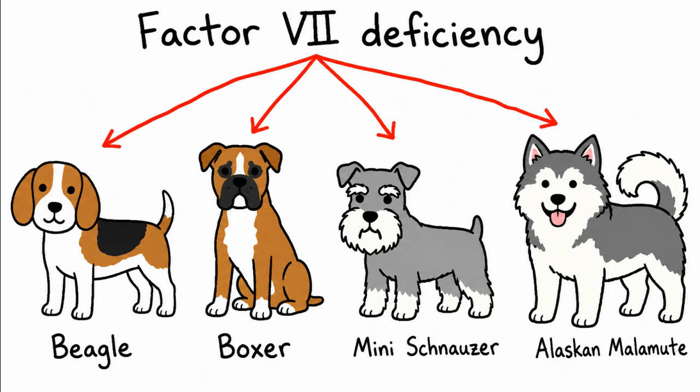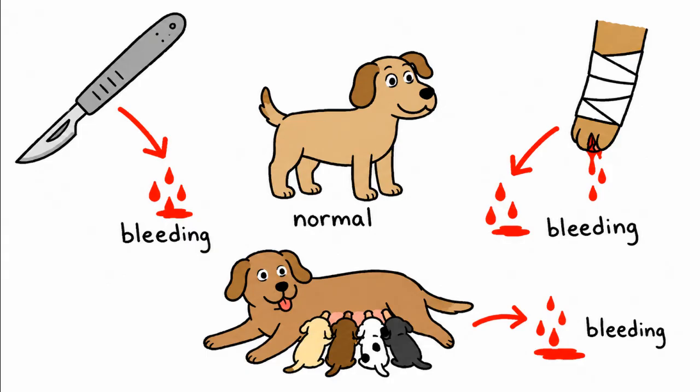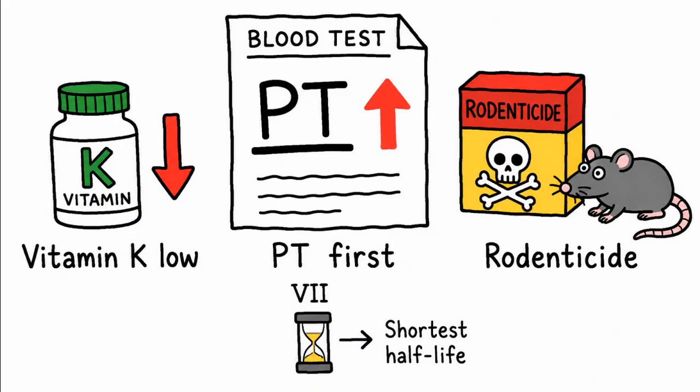Inherited factor 7 deficiency has been reported in breeds such as beagles, boxers, miniature schnauzers, and Alaskan malamutes. These dogs may appear normal until surgery, trauma, or parturition produces prolonged bleeding. Early vitamin K deficiency or anticoagulant rodenticide toxicosis may also prolong PT first because factor 7 has the shortest half-life of the vitamin K-dependent factors.